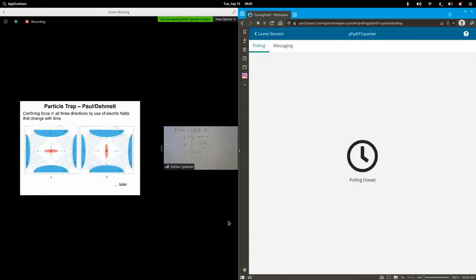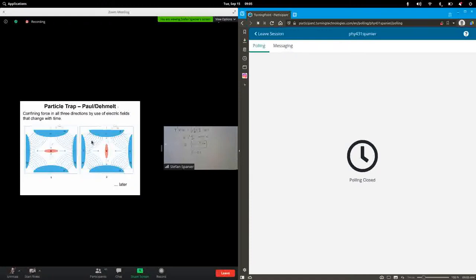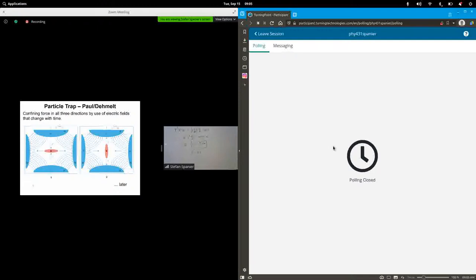And just to reassure you, yes, one can build, of course, traps. But not by just placing charges. In fact, these are dynamic traps. What you do is you have a field that changes in time. Here, as you can see, these are electrodes and they change the field direction at high frequency. And I'm not telling you more about this at this point, but you should be able to understand them as we go along in this lecture.